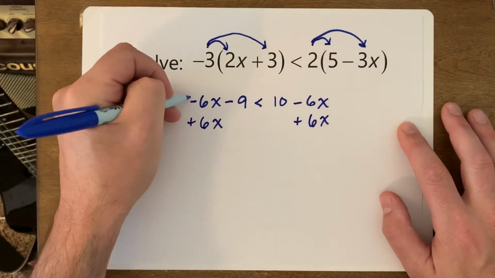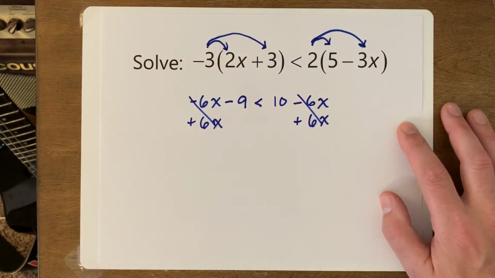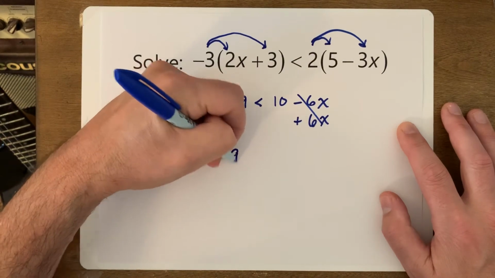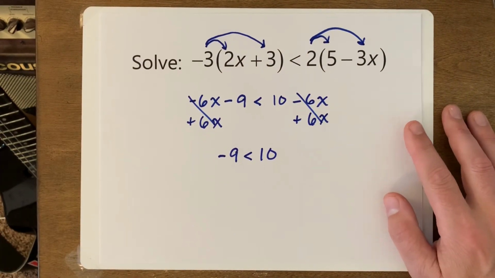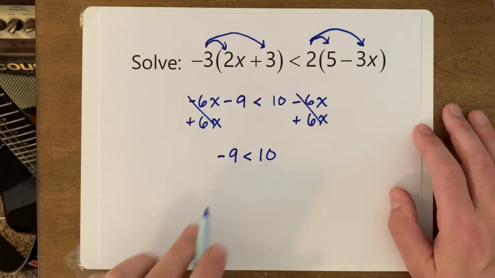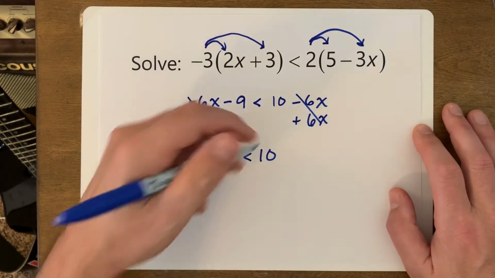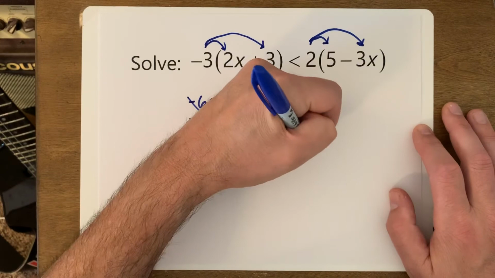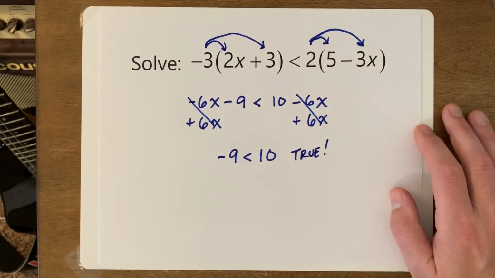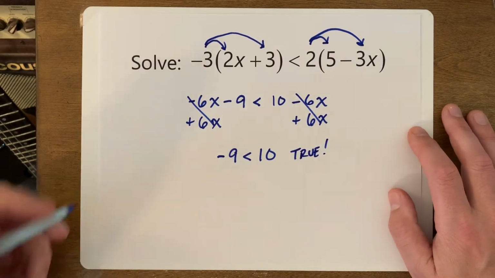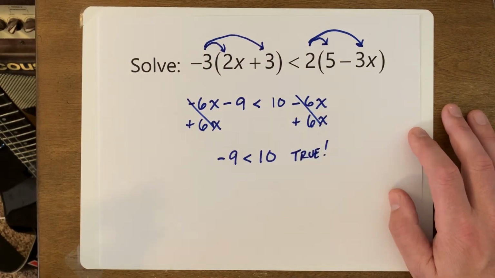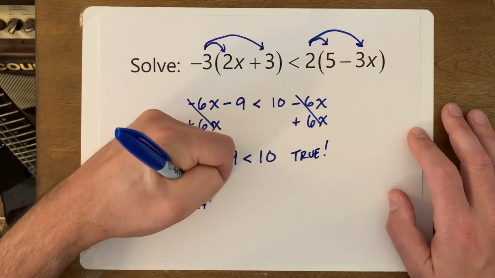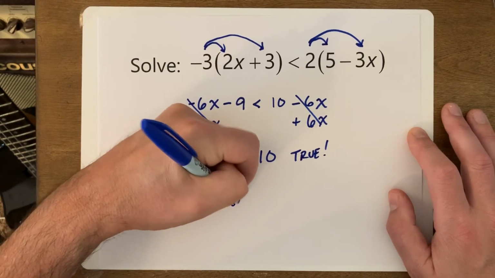So what happens is all of my variables cancel, and I'm left with negative 9 is less than 10. So the question now is, is that a true statement? And negative 9 is definitely less than 10. That is true. Since that's true, you're going to have all real numbers for your answer. Every single x value you plug into this thing will be true. So all real numbers.